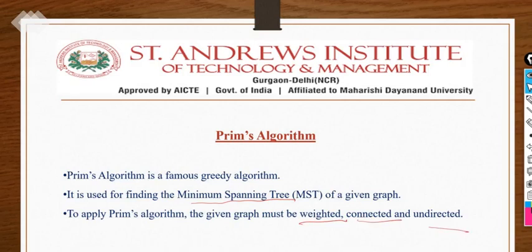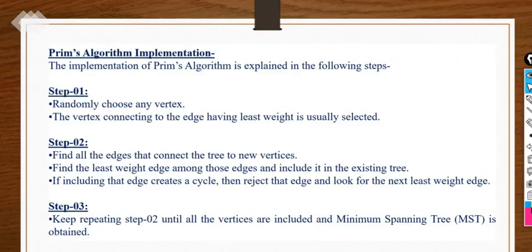So these are the prerequisites for Prim's algorithm, and these are the steps involved. First step: randomly choose any vertex. You can choose any vertex randomly, and then take the edge connected to it having the least weight. We have to focus on the least weight. Whatever edge has the least weight, we will select that edge or those vertices. An edge consists of two vertices, right? So we prefer those vertices which have the least weights. This is the main starting step of Prim's algorithm.